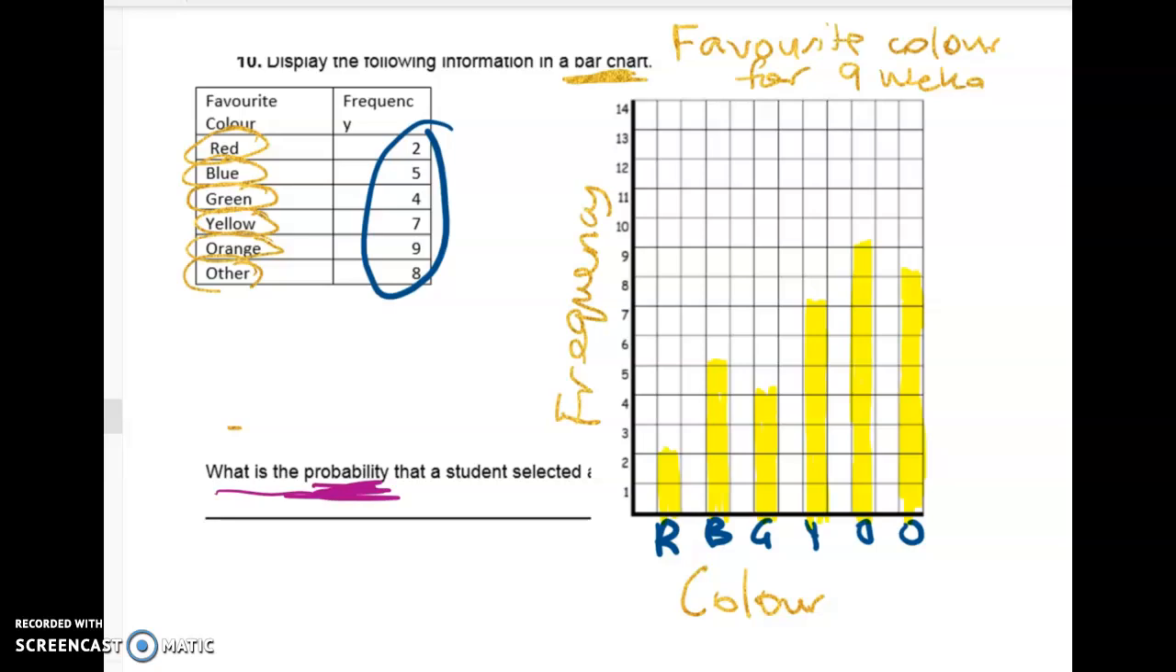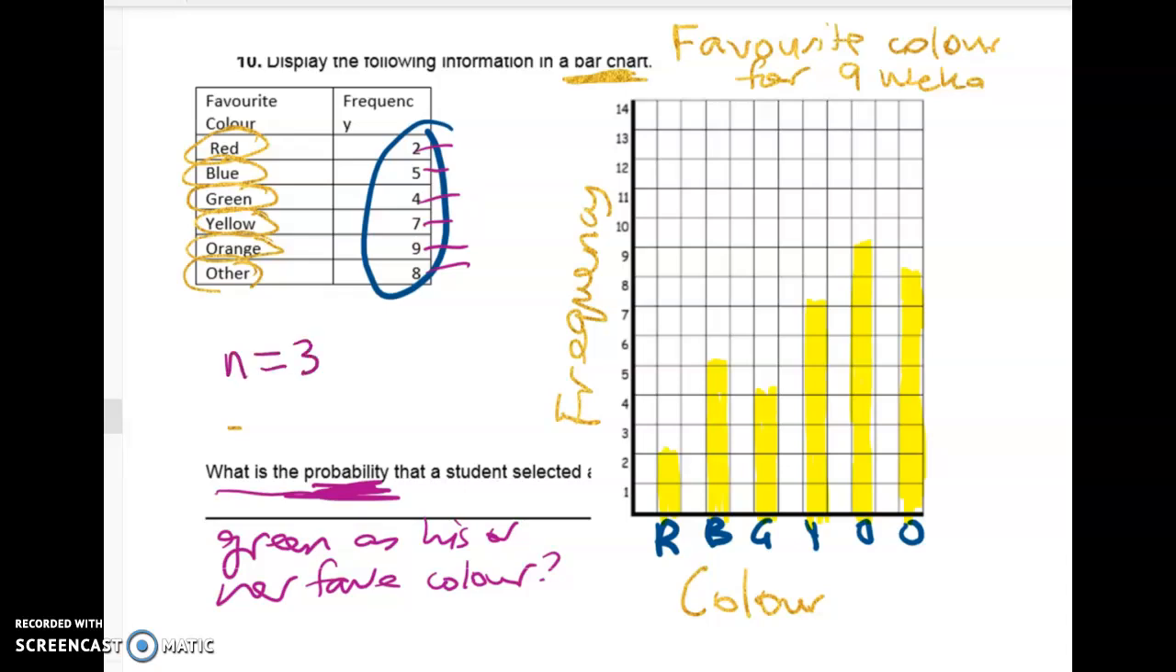So this is a relational skill. It's not a unistructural one, but we can think about what's the probability that a student selected, and I'm going to choose green as his or her favourite colour. So let's just make up a question. Right, so to do that, what we have to do is say how many students were in the group. So let's add them up. We've got 2 and 5 is 7, 11, 18, 18 and 9 is 27, and 8 is 35. So we've got a total of 35.